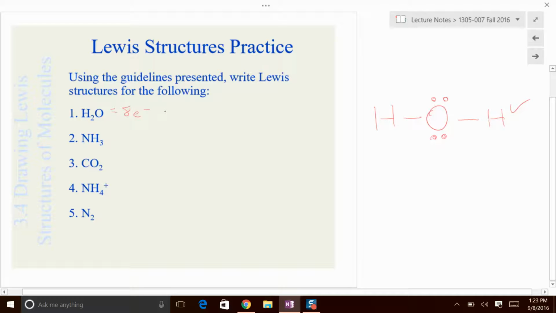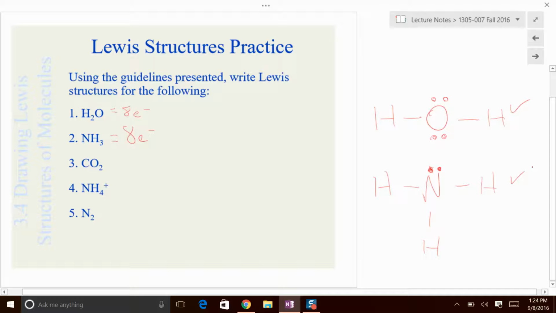Okay. Ammonia, NH3. Nitrogen has 5 plus 3 more hydrogens. That's 5 plus 3, 8 electrons. So let's start the structure. Nitrogen bonded to 3 hydrogens. Hydrogens cannot have more than 2, so they are done as they are. But the nitrogen does need 8. So I put a lone pair there, and I get 2, 4, 6, 8. There's 8 electrons in my structure as it is right now. That's my structure.